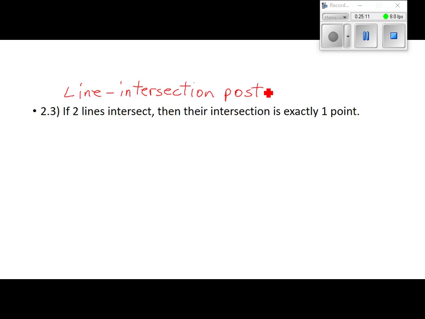Now if I take these 2 lines and I do it a different way, now they intersect at 2 points, right? No, it's impossible. I do it this way, now they intersect at 3 points, right? No, they intersect at 1 point, no matter what. So if you have 2 lines, then their intersection is exactly 1 point.